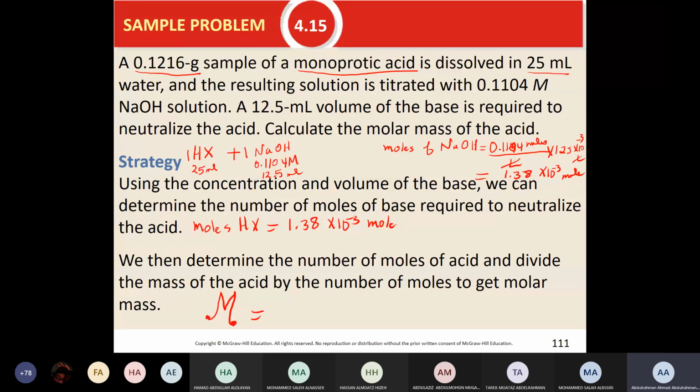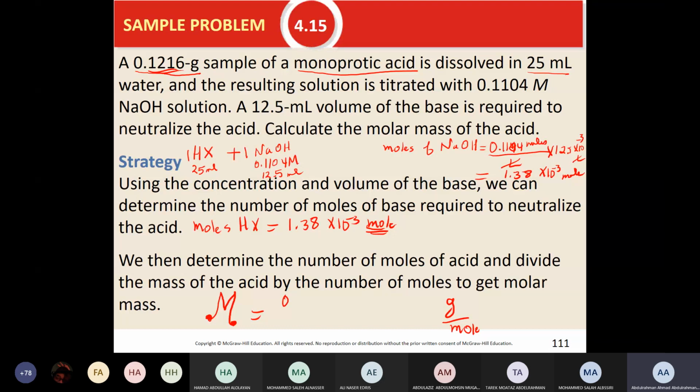What's the molar mass? Mass in gram divided by the number of moles. Exactly. What's the unit of molar mass? Gram per mole. You have this already in mole, and you have the mass in gram. How can you get gram over mole?